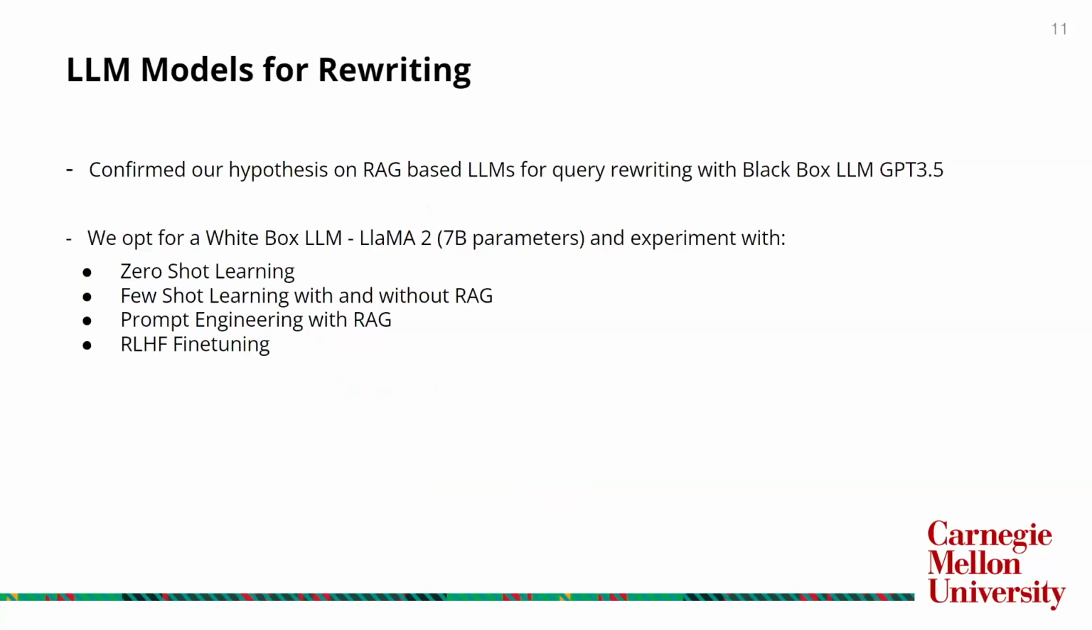And then we used LLM models for rewriting. So we confirmed earlier in the semester our hypotheses that RAG would help LLMs rewrite the queries using black box LLM GPT 3.5. And then for our final pipeline, we made use of white box LLM Llama 2, which was the 7 billion parameter model. And we experimented with zero-shot learning, few-shot learning with and without RAG, prompt engineering with RAG, as well as RLHF fine-tuning.